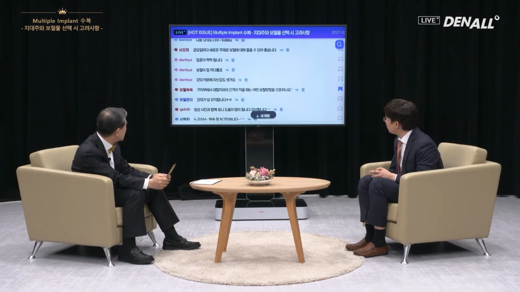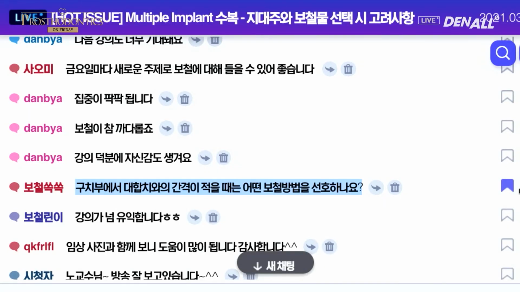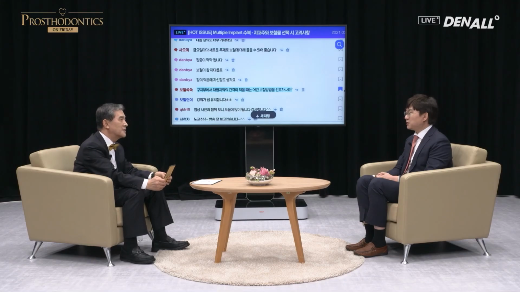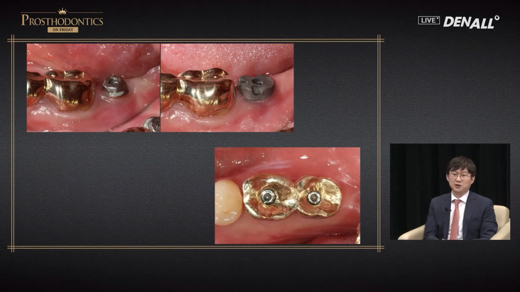Let's have a look at another question. This is from someone called 보철속속. Very good name. What prosthetic method do you prefer when the distance to the opposing tooth is short in the posterior region? This is a difficult situation. I have some slides for it, so let me explain with the slides.